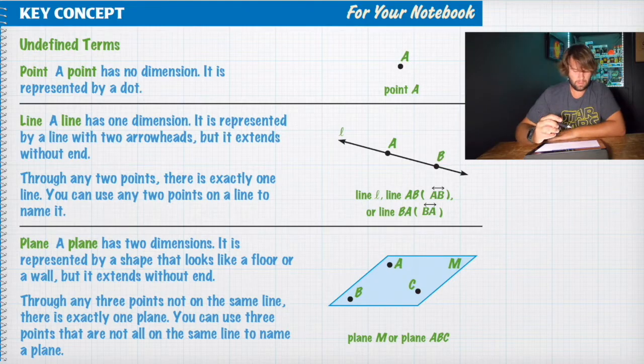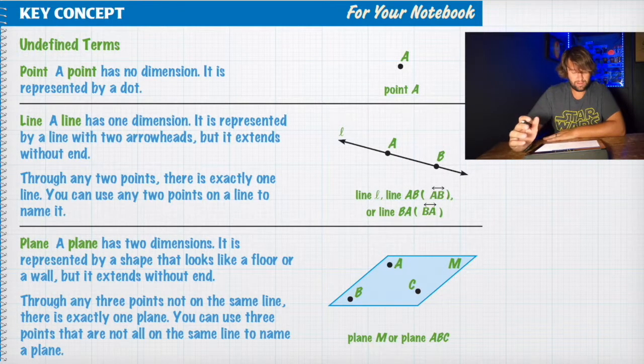Okay? You can name this line multiple things. This line is called line L because it's italicized. A lot of times when you name something, you italicize it. You can also pick any 2 points along the line and use those letters to name it. So this could be line AB, which can be written just like this, or it can be line BA, which can be written just like this.